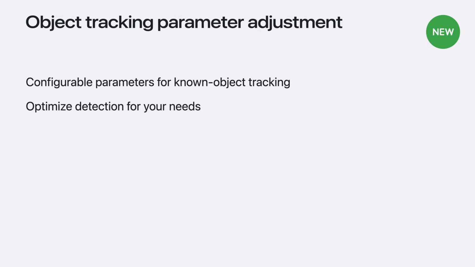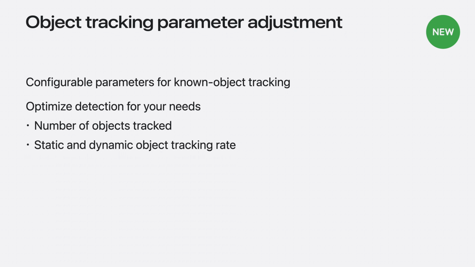For enterprise customers, we are enhancing this new feature with configurable parameters to allow for tuning and optimizing this object tracking to best suit their use case, including changing the maximum number of objects tracked at once, changing the tracking rate of both static objects as well as dynamic objects which are moving through the user's field of view, and modifying the detection rate for identifying and locating new instances of these known objects in Vision Pro's field of view.